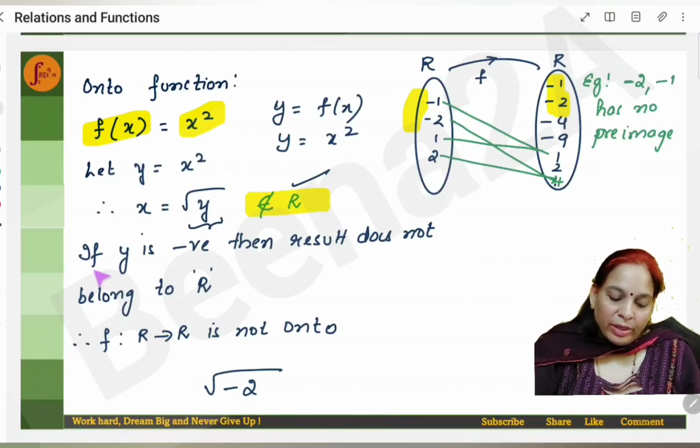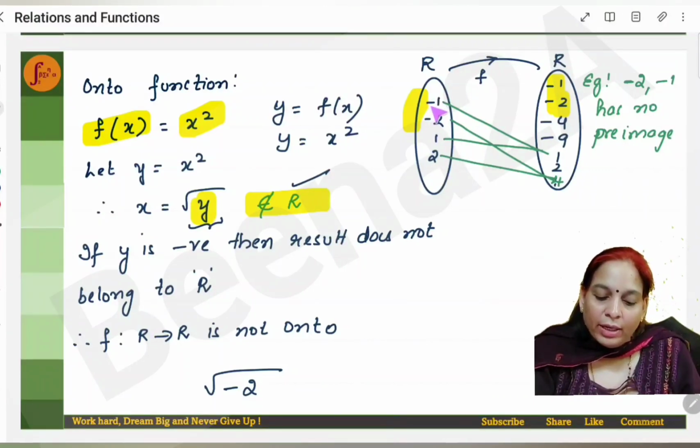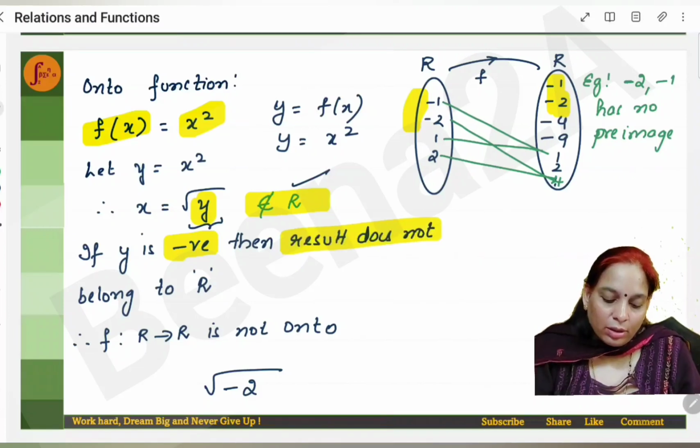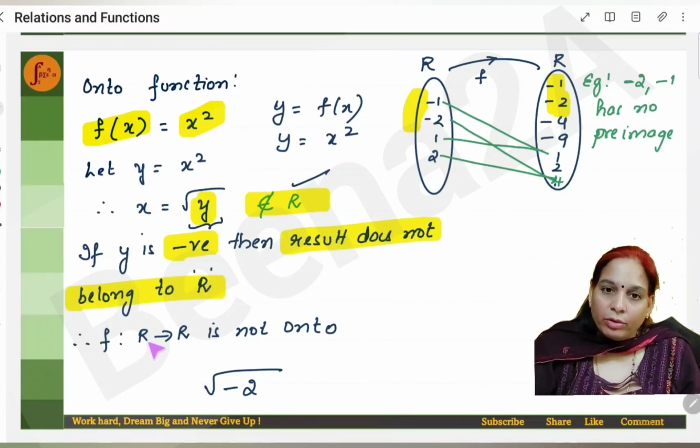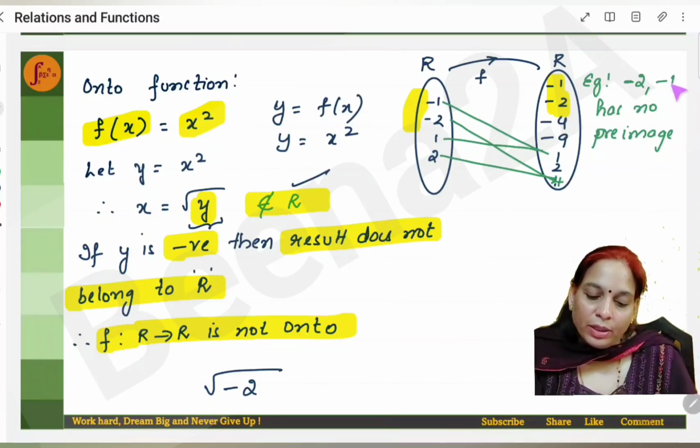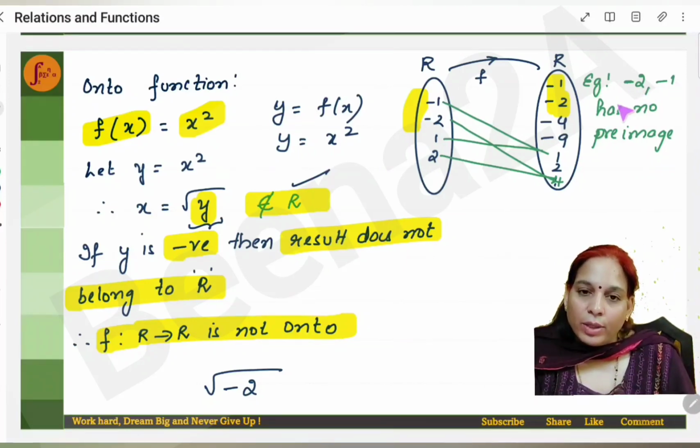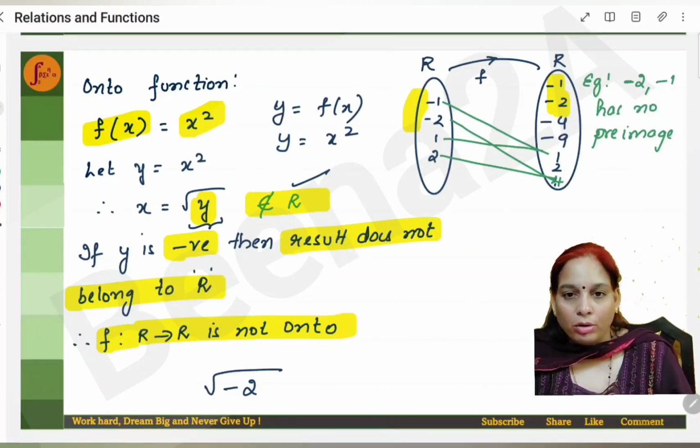So basically y is negative. Y can be any value, right? Because you can take any positive number or negative number. If you take a negative number, then the result does not belong to R. Therefore, the function from R to R is not onto. Or you can use this particular example: since minus 2 or minus 1 has no pre-image, the function is not onto.